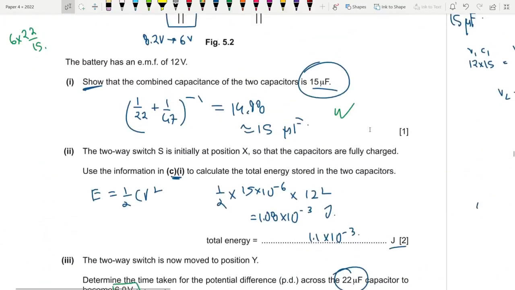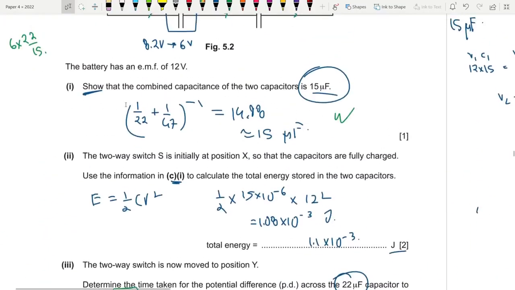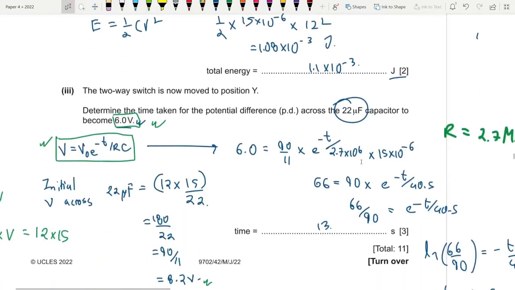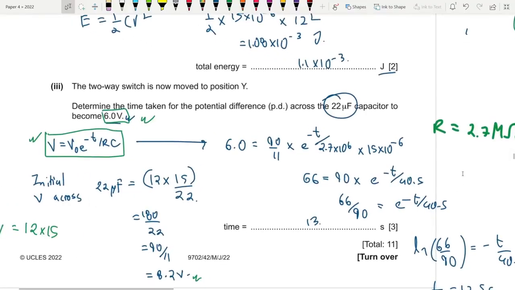So we have to use 15 into 10 to the power minus 6, the value we found out in part 1, alright? So if you solve this equation, after cross multiplication, we end up with 66 is equal to 90 into e to the power minus t by 40.5, after you multiply 2.7 into 10 power 6 by 15 into 10 power minus 6. Basically, the 10 power 6, we can get rid of those two.